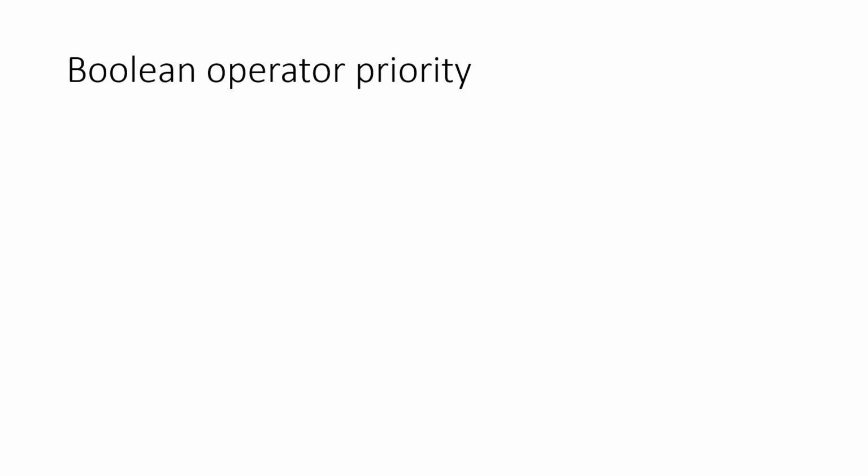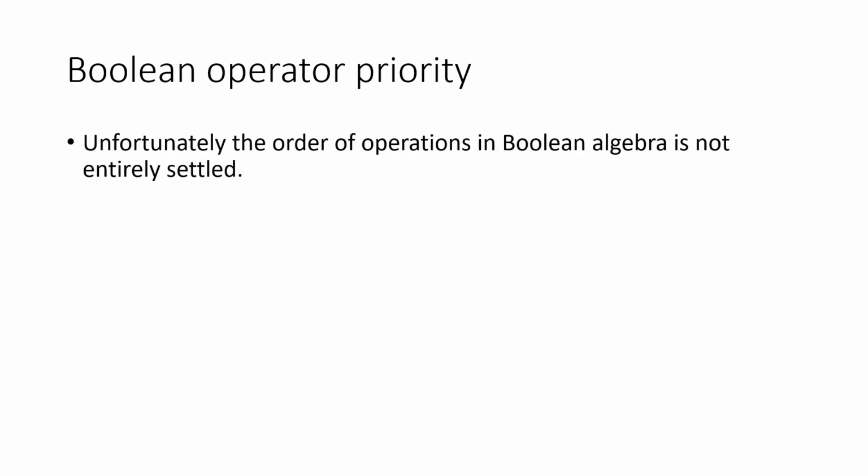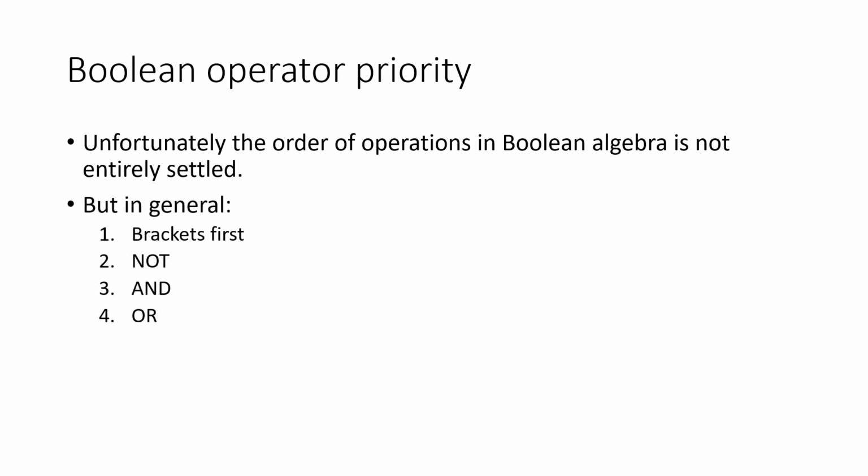So then we're looking at Boolean operator priority. We've seen a bunch of operators in Boolean algebra. The order of operations is not entirely settled. This bit is more or less settled. You do brackets first. That's pretty much a given in any situation. We then do any not operators that might be there, any and operators, and finally any or operators.